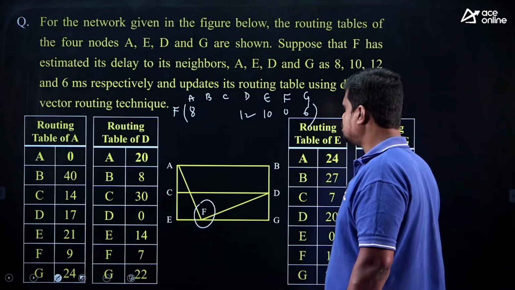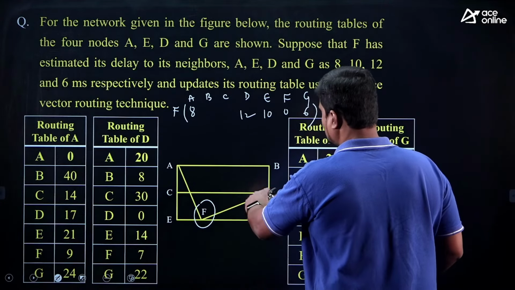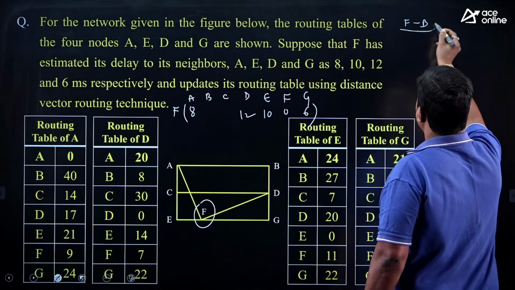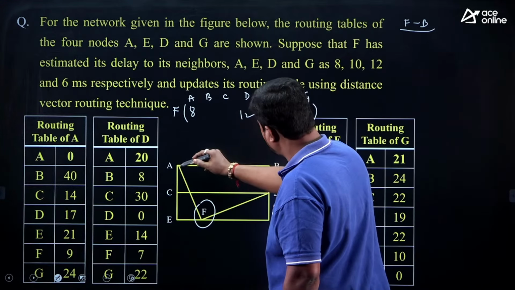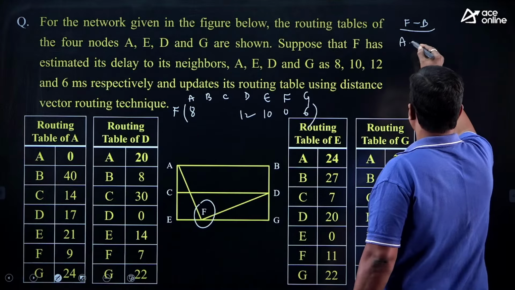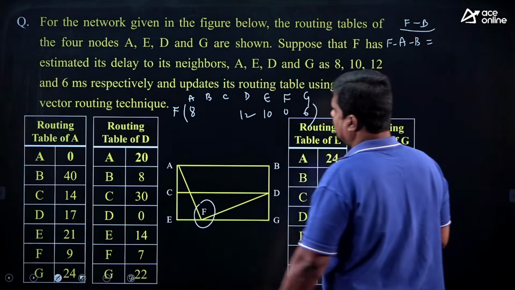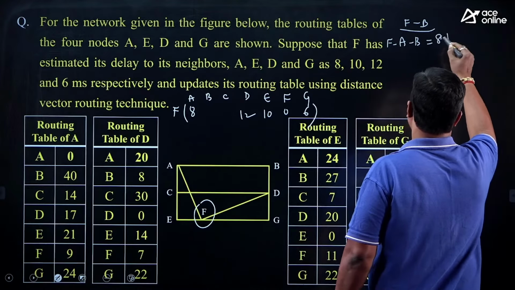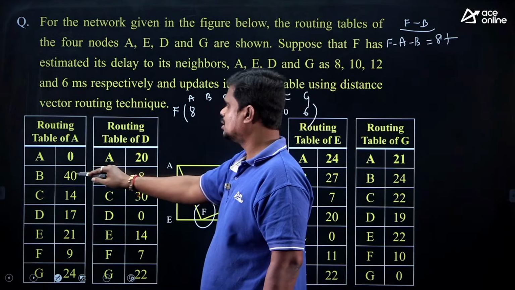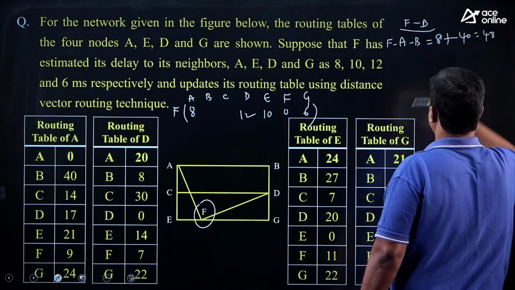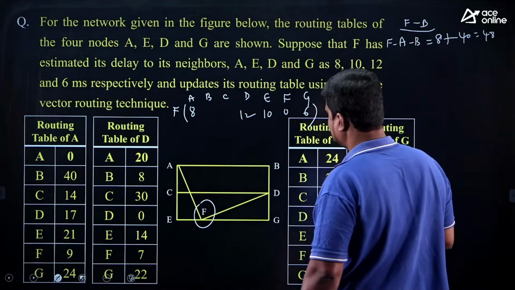So how can I write B? How can I reach B from F? F to B: I can reach first A and then B. F to A, what is the cost I am having? 8, plus A to B, if you check in the routing table, it is 40. So that is 48. This is one cost.